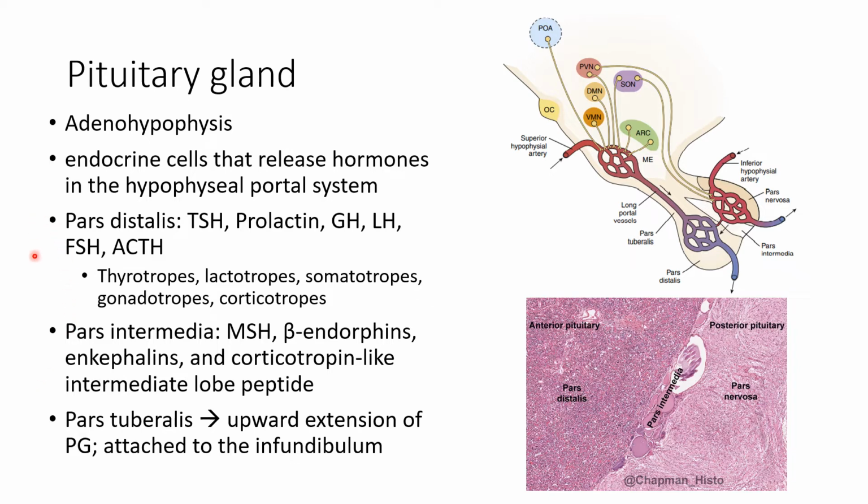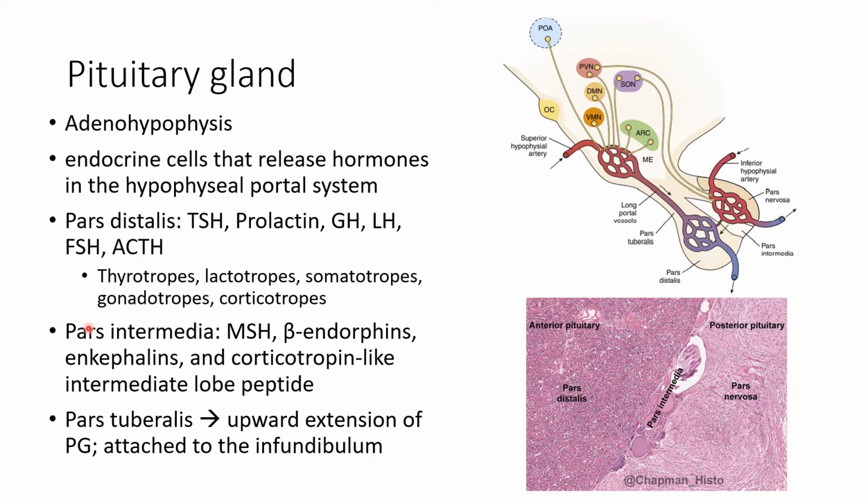In pars distalis, it releases your thyroid-stimulating hormone, your prolactin, your growth hormone, your luteinizing hormone, your follicle-stimulating hormone, and your adrenocorticotropic hormone. The cells that release these hormones are your thyrotropes, your lactotropes for prolactin, somatotropes for growth hormone or somatotropin, gonadotropes for your LH and your FSH, and of course corticotropes for your adrenocorticotropic hormone.